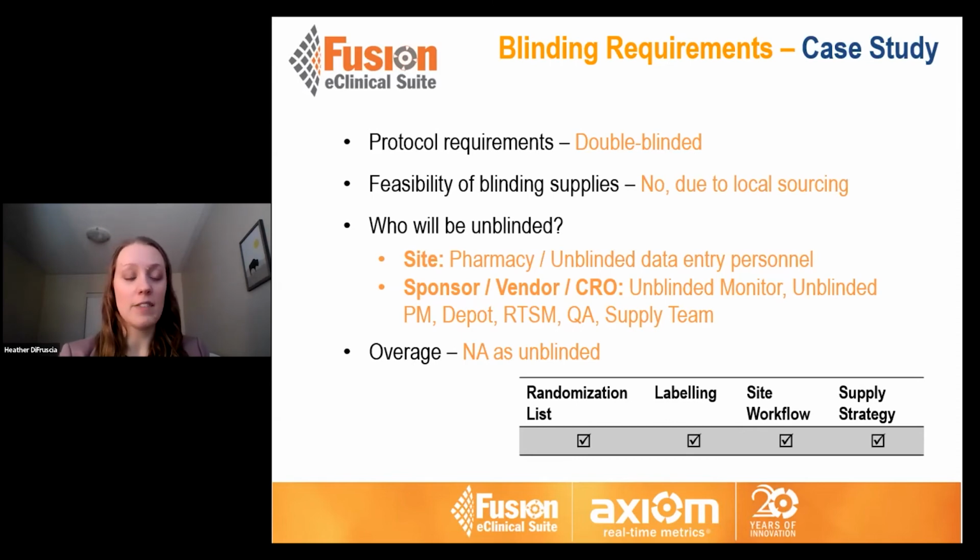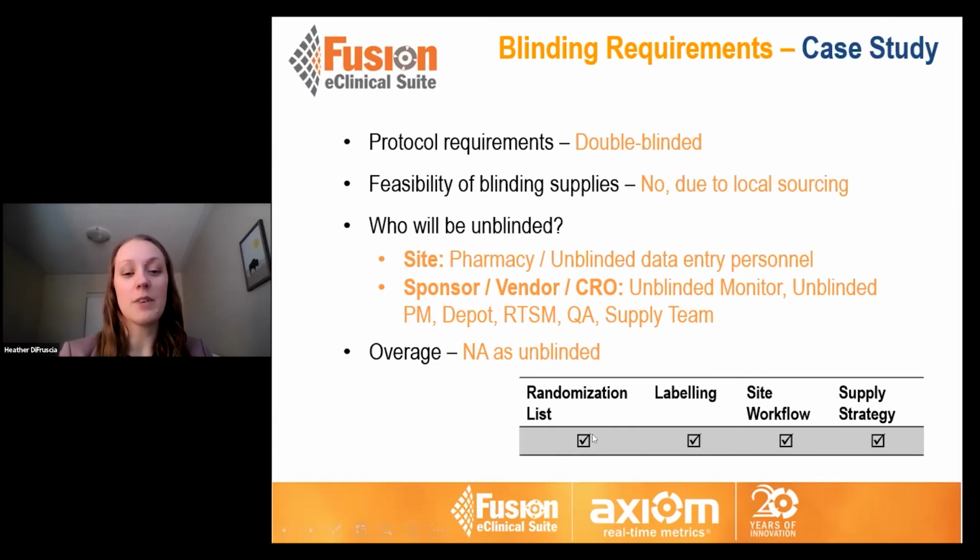So here we have a note about the overage. And again, because the inventory is unblinded and we're managing it separately, we can minimize the need for topping things up just to maintain the blind, because we already have our communication separated out there.